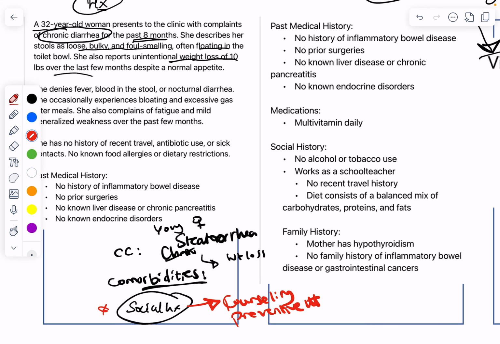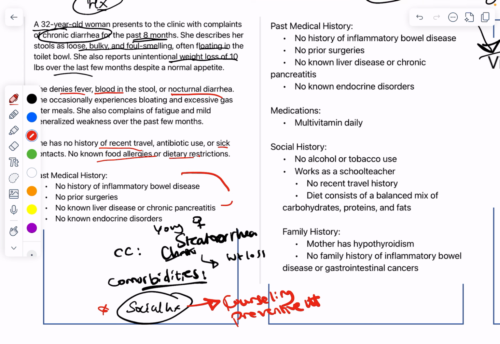All right. Okay, so in the patient's past medical history and travel, there is no recent travel. This is ruling out our differentials, as we're going to see. She doesn't know of any food allergies or dietary restrictions, no sick contacts for you to rule out possible infectious diarrhea, but we're still going to have to do a workup for that. She denies fever, blood in stool, or nocturnal diarrhea for you to rule out IBD, but we still have to do a workup.